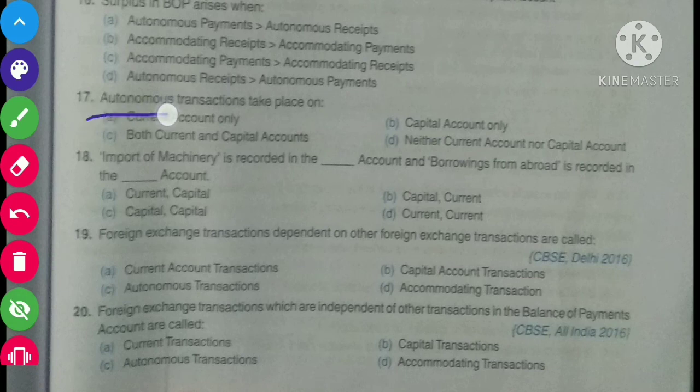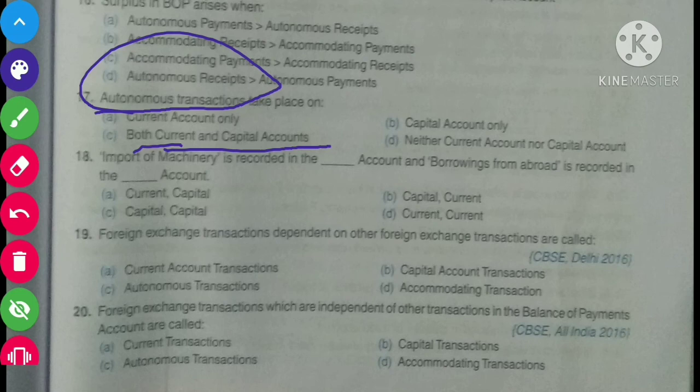Autonomous transactions take place on option A, current account only. Option B, capital account only. Option C, both current and capital account. Option D, neither current account nor capital account. Your correct answer is option C, both current and capital account. Here both in autonomous transactions, both in capital and current account. Move to next question number 18.